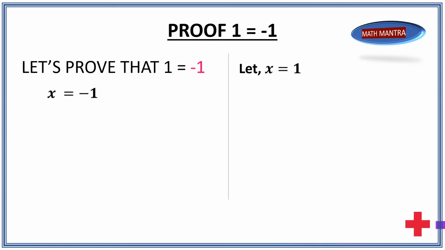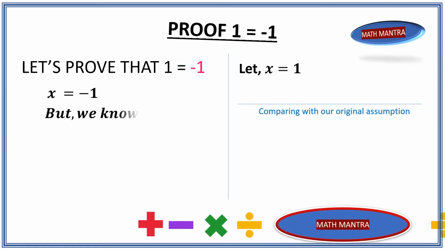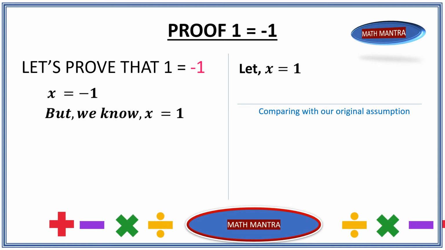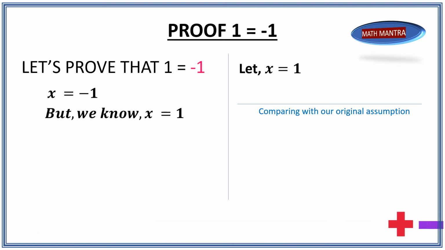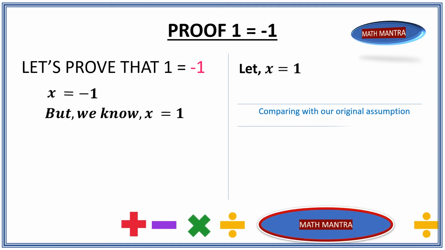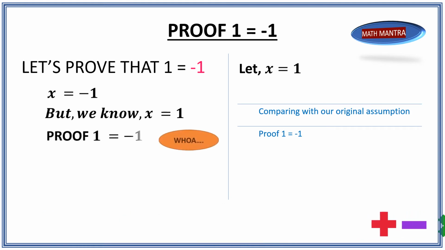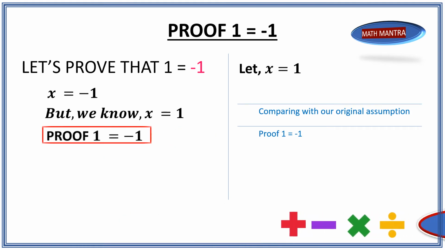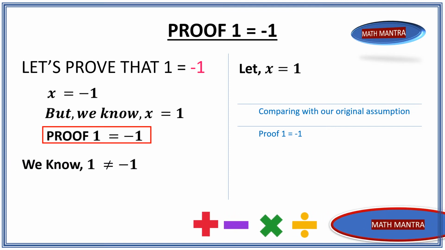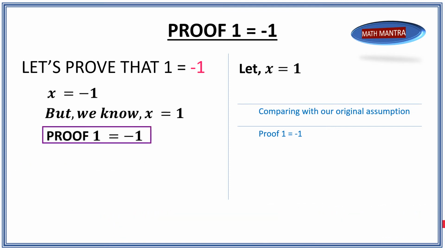But we know from our original assumption that we assigned x equal to positive 1. So we bring from what we assumed, what we started off with, x equals 1, and what we did prove just now is x equal to minus 1. So let's compare them both. It proves 1 is equal to minus 1. Whoa! How did we do it? We all know 1 is actually not equal to minus 1, right? So how were we able to prove 1 is equal to minus 1?